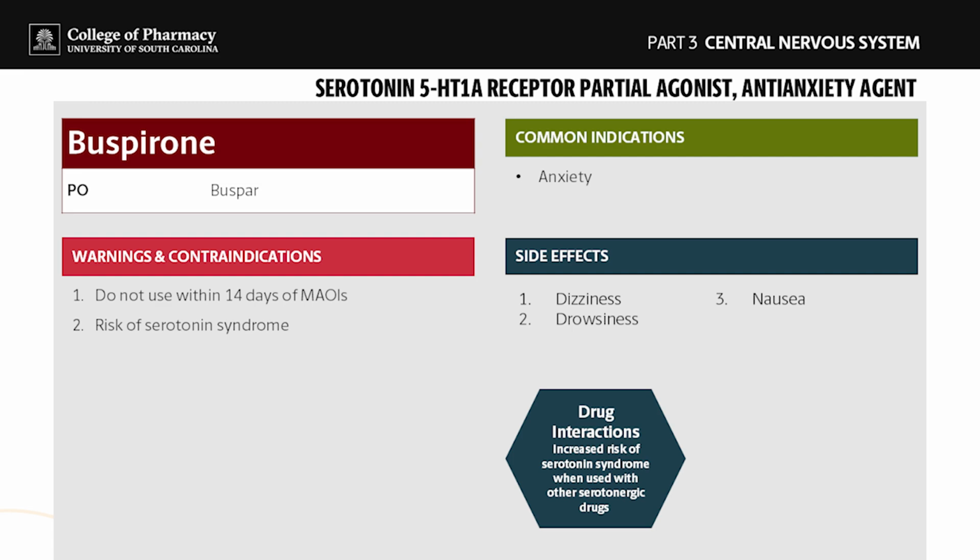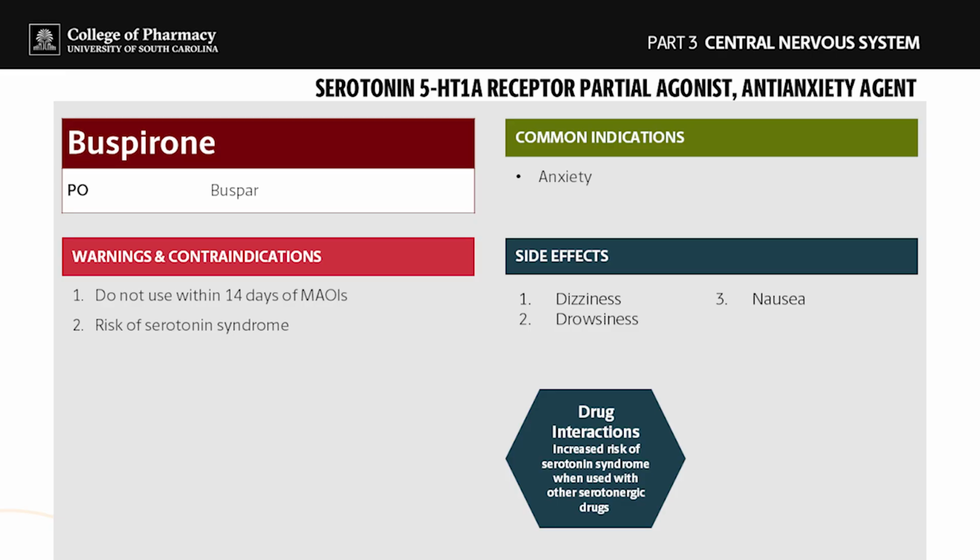Let's talk about serotonin 5-HT1A receptor partial agonist anti-anxiety agent, Buspirone. The brand name is Buspar. And you can remember that because the BUS, the bus. Some people call it Buspirone, Buspar. I think it's Buspirone, Buspar. Tomato. It's used for anxiety, and it has some side effects.